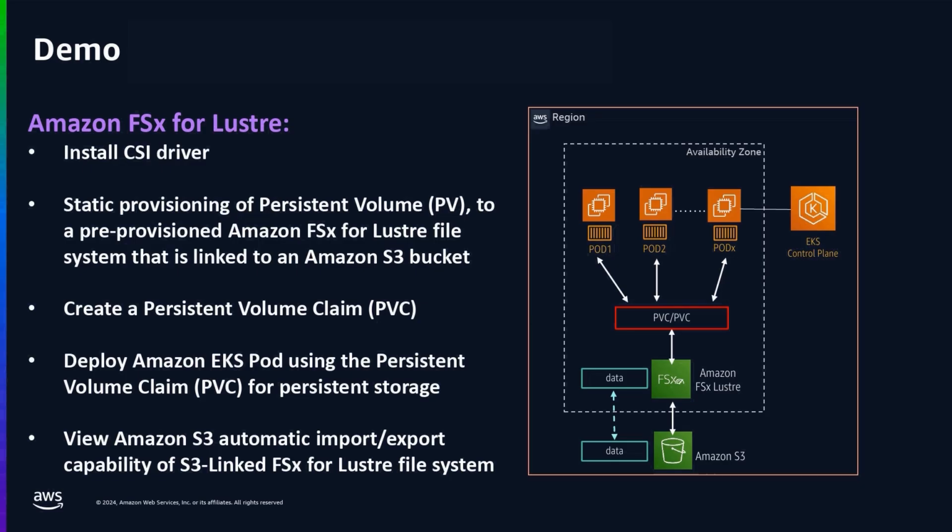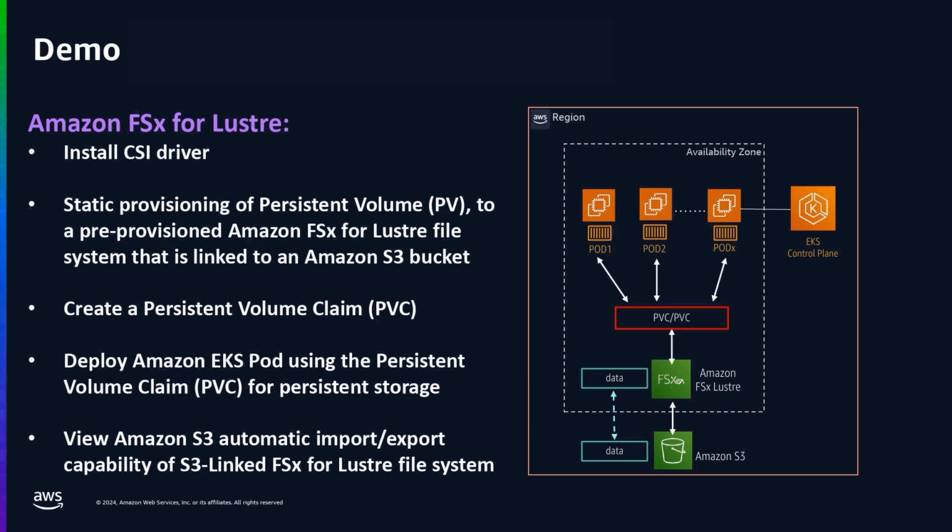I'm going to show you how you can configure and use an Amazon FSx for Lustre file system as a persistent volume within an Amazon EKS cluster using the CSI driver. I'm also going to show you the benefits of using FSx for Lustre's native Amazon S3 integration, which allows you to set up automatic import and export of data between the FSx for Lustre file system and an S3 bucket that it is linked to.